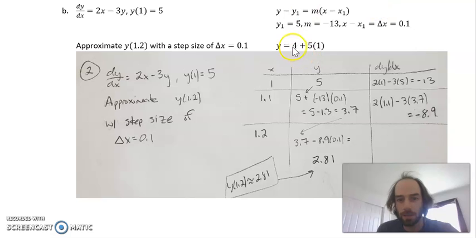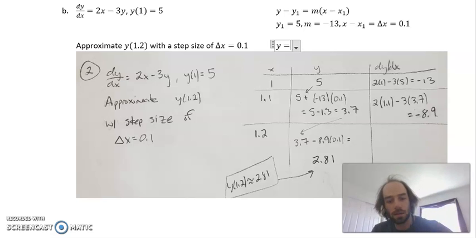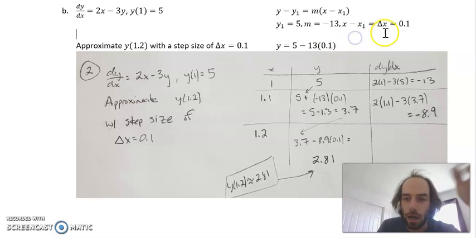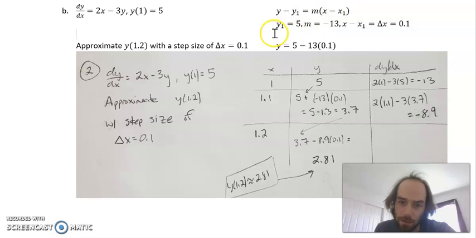So I kind of built out this same tangent line thing. I get 5 minus 13 times 0.1. Okay. So I changed this stuff, tangent line, right? I'm going to calculate the slope at (1, 5) with the original equation that they gave me. I take 2 times the x value, minus 3 times the y value. So that gives me 2 times 1 minus 3 times 5, which is negative 13.